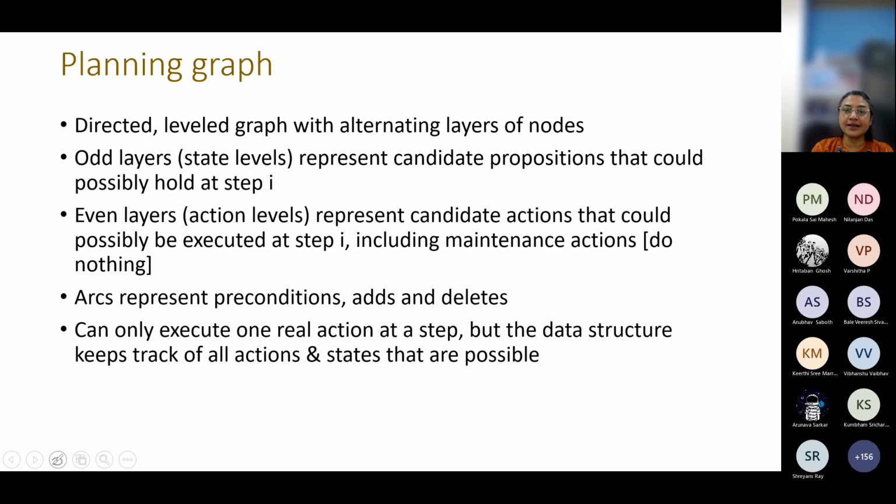It is a directed graph and it is a leveled graph. There are different levels, with two types of alternating layers. The odd layers are the state levels and the even layers are the action levels. So we have the first state level, then an action level, then another state level, another action level, etc. This is how a planning graph looks.